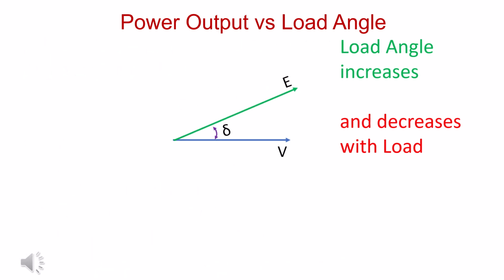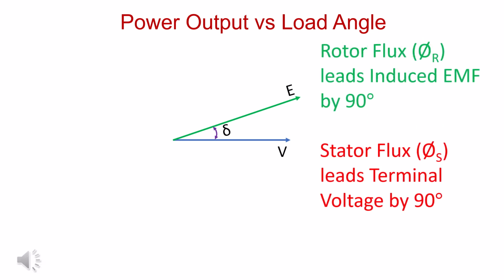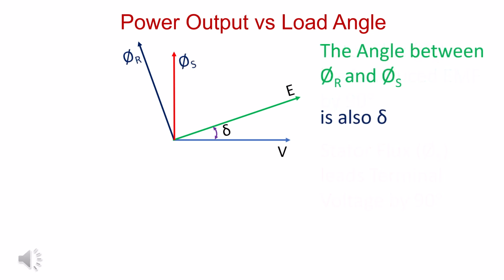Load angle increases and decreases with load. Rotor flux phi r leads induced EMF by 90 degrees. Stator flux phi s leads terminal voltage by 90 degrees. The angle between phi r and phi s is also delta.